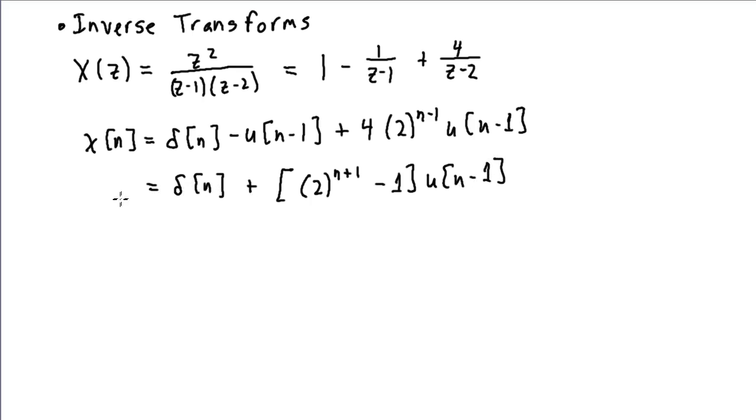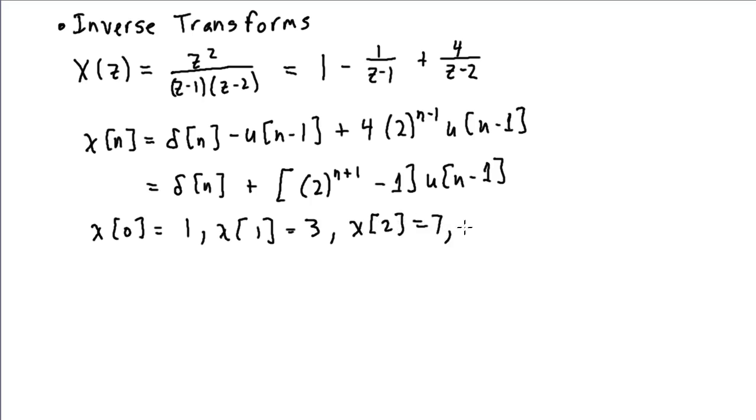And if I evaluate this for a couple different values of n, you can see that x of 0 is just 1 due to the impulse. This part hasn't kicked in yet. And then x of 1 I get by evaluating this part. The delta of 1 is 0, and so this is 3. x of 2 is 7. x of 3 is 15, and so on and so forth.